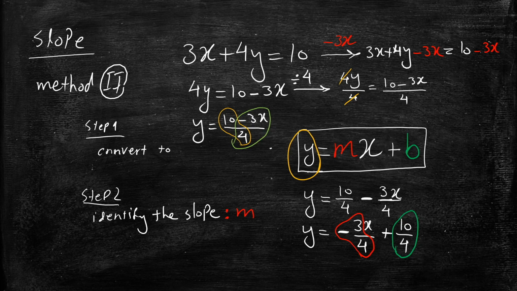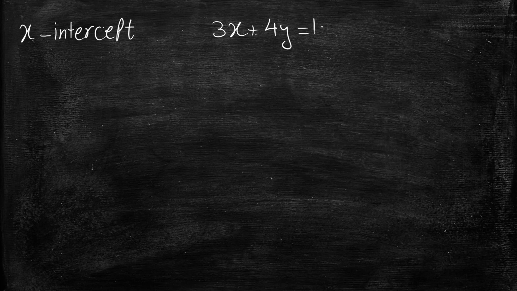So in the second way, we can just convert any linear equation with two variables into the general form, and the m, which is the multiplication of x, is the slope of the equation. There are other methods too, but at this stage, these two are enough. Now let's see how to find x-intercept when you're given any linear equation. So what we had here was 3x plus 4y equals 10.